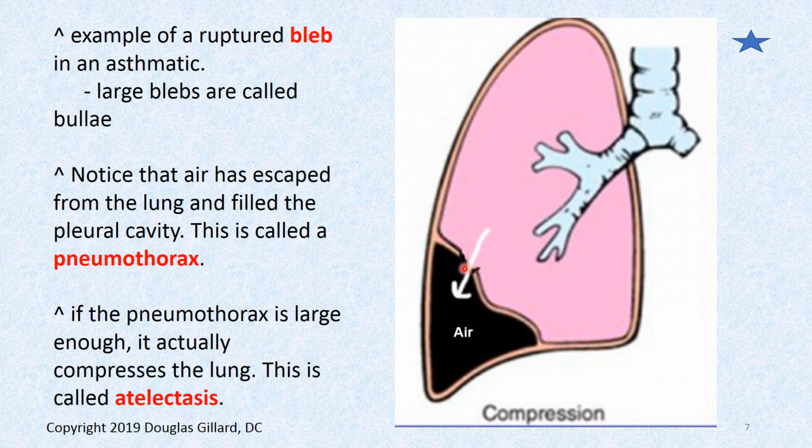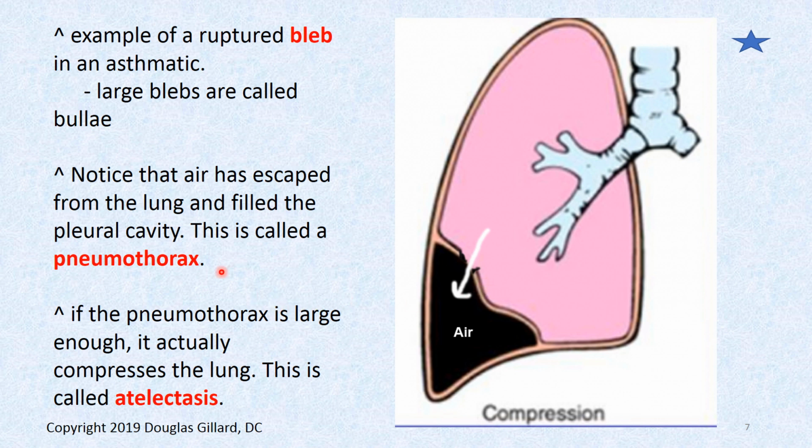This is an exaggeration. You would have to have a huge bleb, which is called a bulla, to do this, but if you leak air into that pleural cavity, you can start to fill the cavity up with air. And then the air has nowhere to go. It starts to push the lung in. So when the air gets in the pleural cavity, you have yourself a pneumothorax. Pneumo means air. Thorax means it's in your thorax. And the compression of the lung is called an atelectasis.